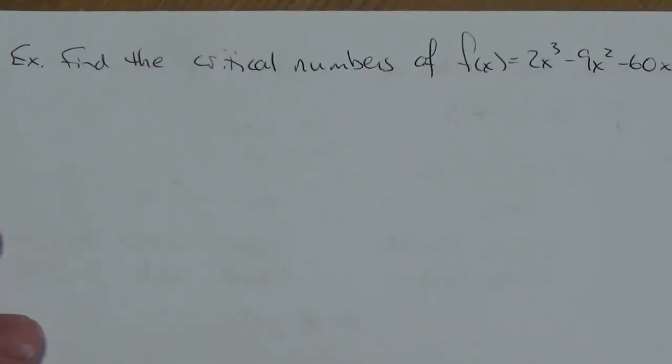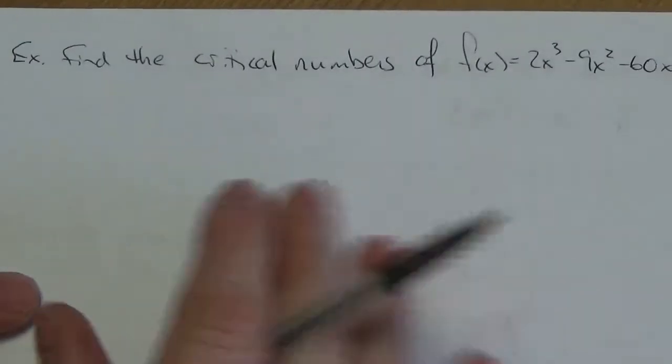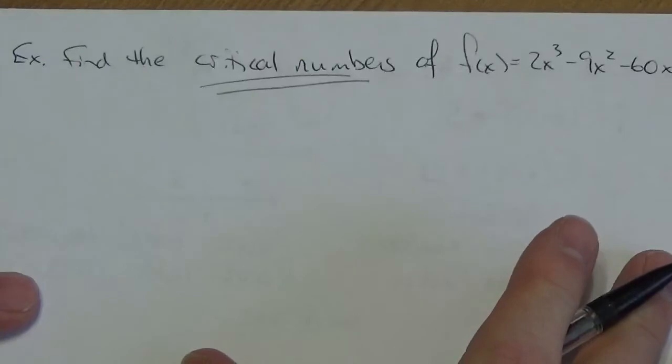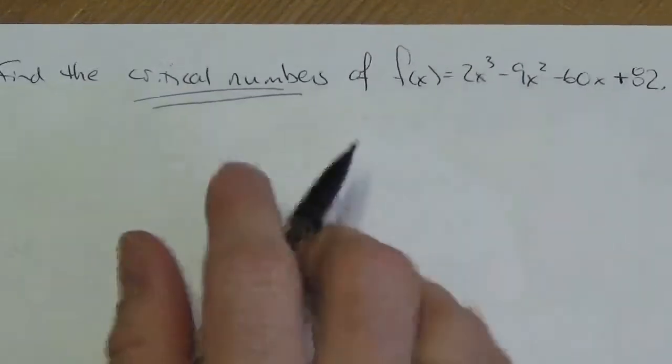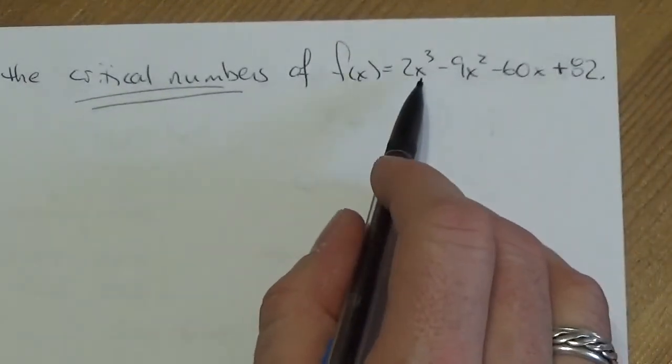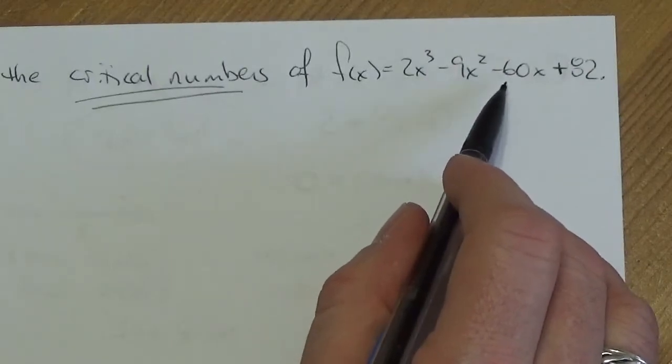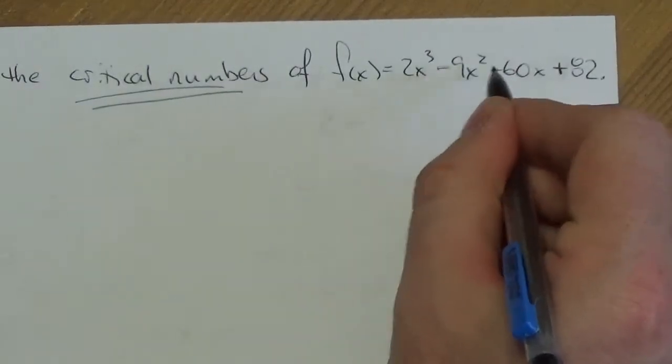So now in these next two examples that I'm going to do here, all we're going to do is focus on finding the critical numbers, so the critical values of a given function. So now I've got this function 2x cubed minus 9x squared minus 60x plus 82. So a lot going on there.